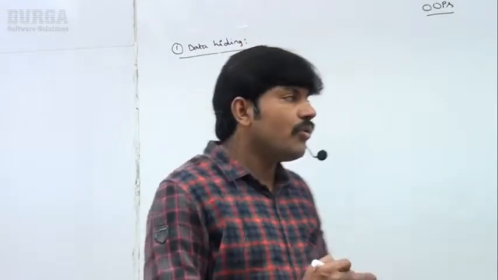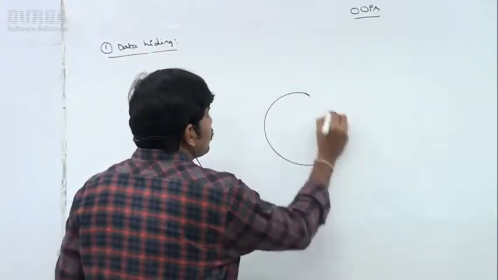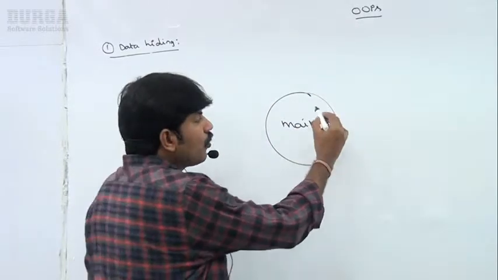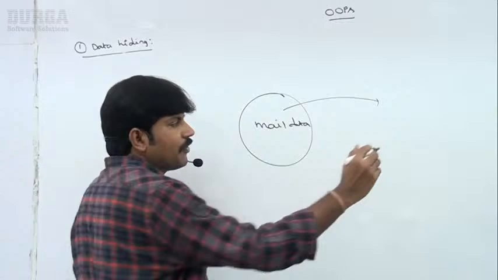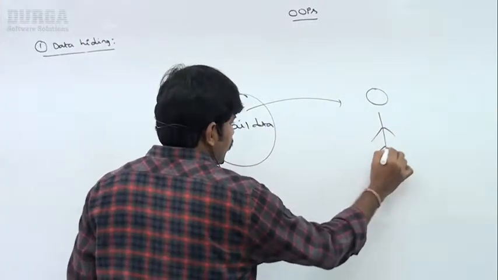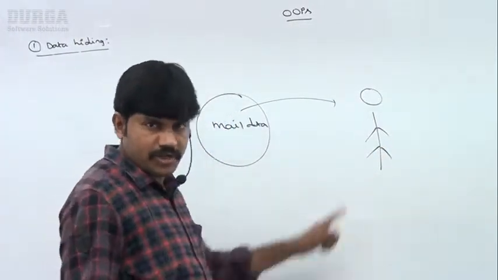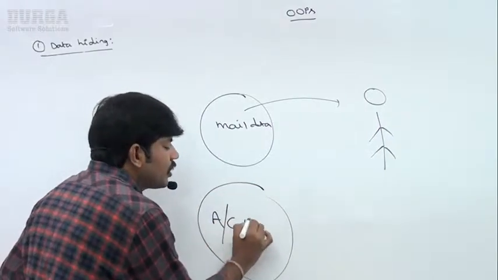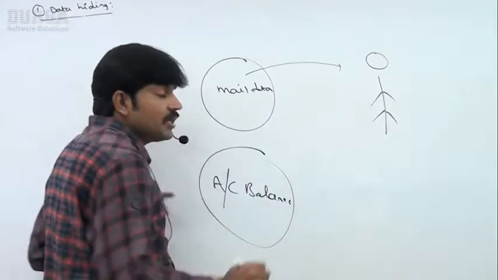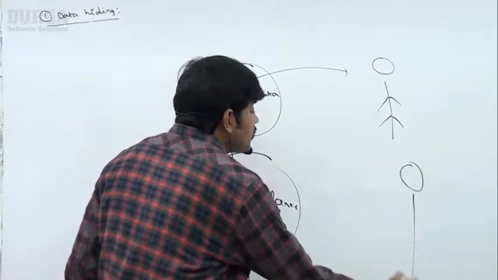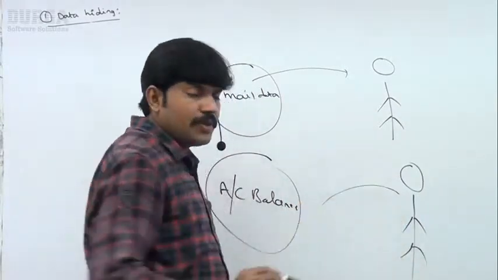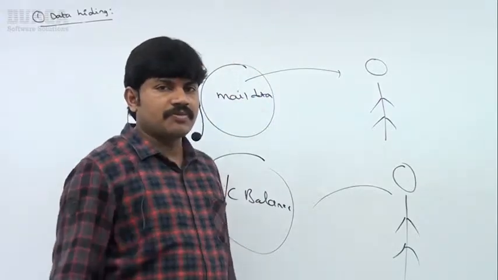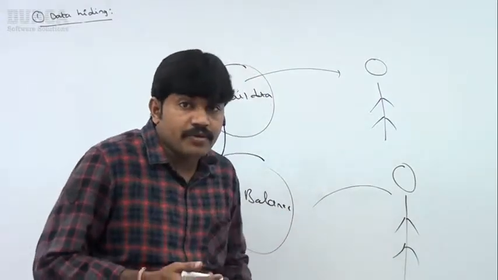So our mail data should not go out directly. If any person asks, can you please provide mail data, first provide your username and password. Likewise, my account balance information does not go out directly. If any person asks for my account data, first you have to tell your username and password. Then only I can provide your account information.